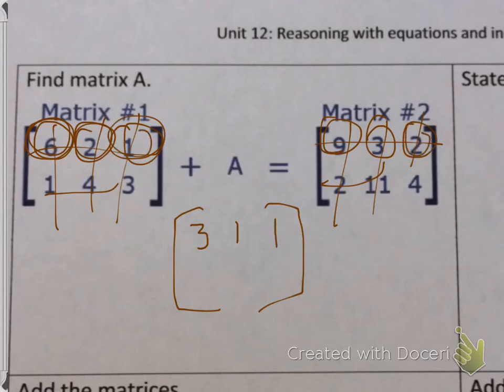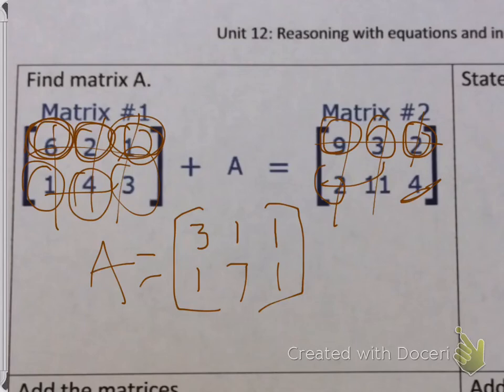And then go to your next row. 1 plus something gave me 2, so that's 1. 4 plus something gave me 11. That would be 7. And 3 plus something gave me 4. That's another 1. So it's easy to find what matrix A would be equal to just by doing the addition.